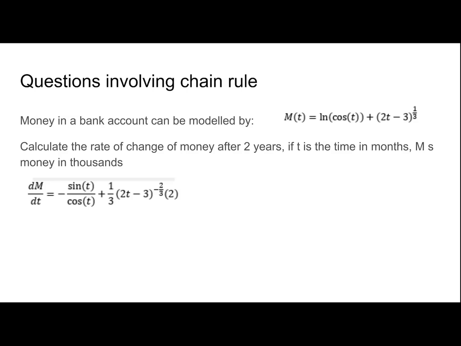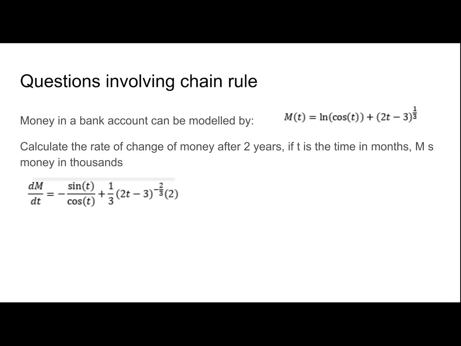The derivative of ln is 1 over everything inside the ln. So the derivative of ln cos t is 1 over cos t multiplied by the derivative of the inner function, which is negative sine t. So dm over dt equals negative sine t over cos t, and we need to differentiate the next function as well, which is 2t minus 3 to the power 1/3. We take the power down, 1/3, and reduce the power by 1. So we have 1/3 times 2t minus 3 to the power of negative 2 over 3, multiplied by the derivative of the inner function, which is 2.